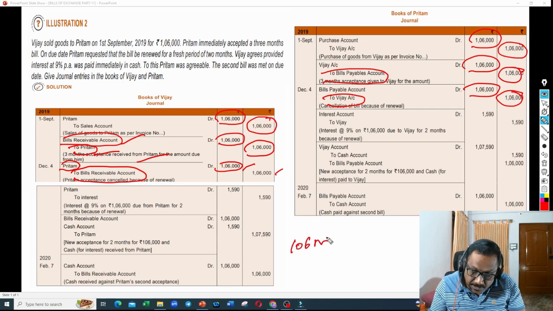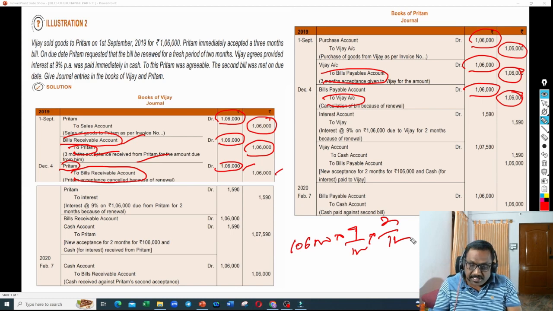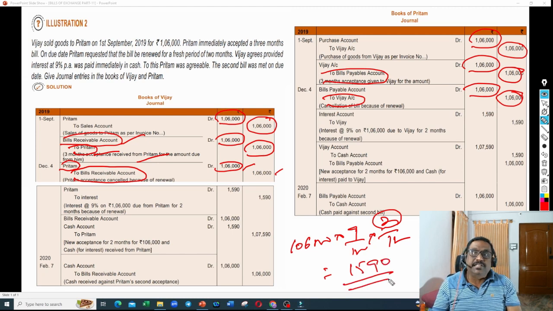1,06,000 into 9% into 2 by 12. It is a 2 months extension, right? So for 2 months you need to calculate the interest, 2 by 12. If you do that, you will get 1,590 rupees as interest. For that 1,590 interest, what entry are we supposed to do?